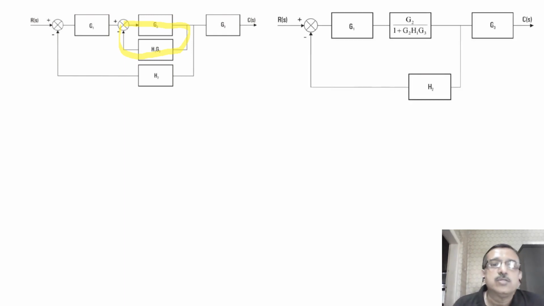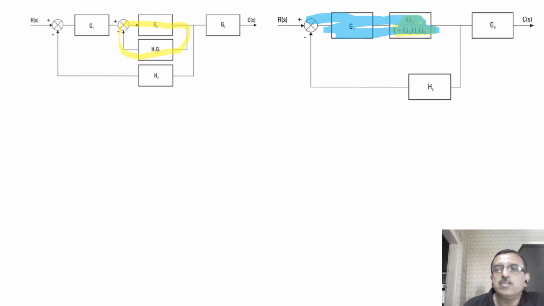So this yellow has been simplified and we got this. What is it? G2 divided by 1 plus G2 H1 G3. Now again look at the diagram. Ask the question: are there any cascade blocks? Are there any loops? If there are cascade blocks, simplify the cascade blocks. These two blocks are in cascade.